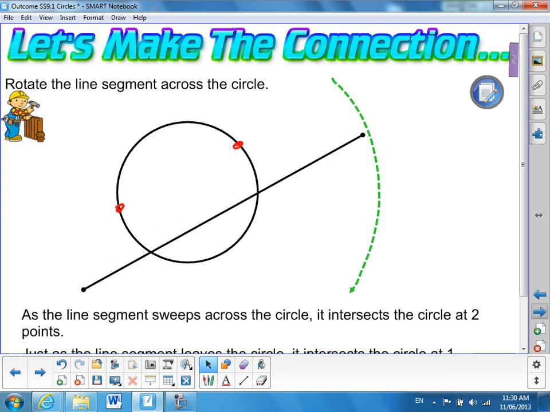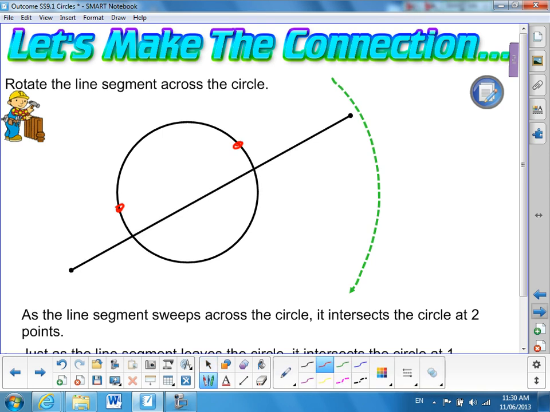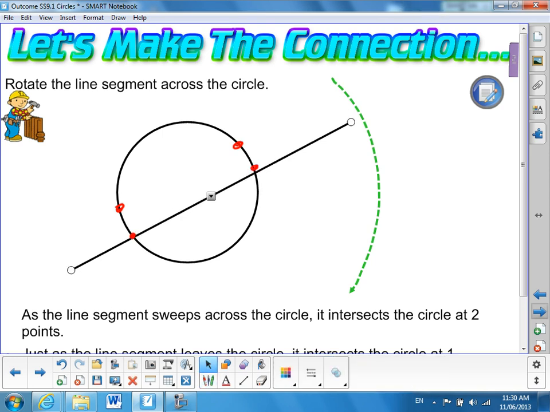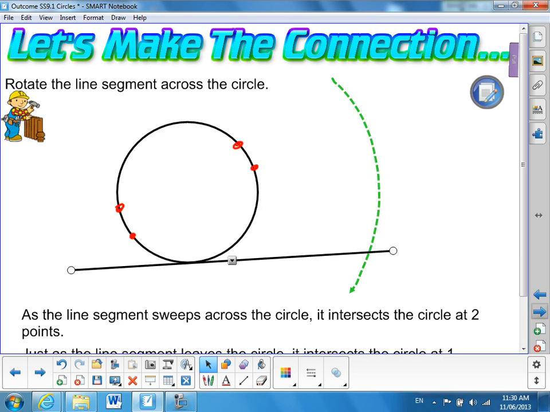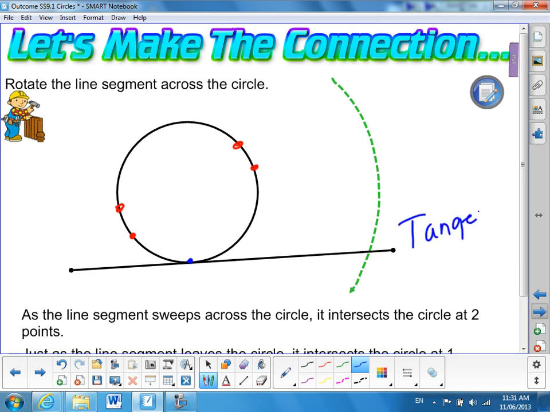If I move this line, it's going to cross and hit at these 2 points. If I keep moving this line, it will still cross at 2 points until it hits right on the edge of the circle. And when it's right on the edge of the circle and hits 1 point, we say that this line is tangent to the circle.